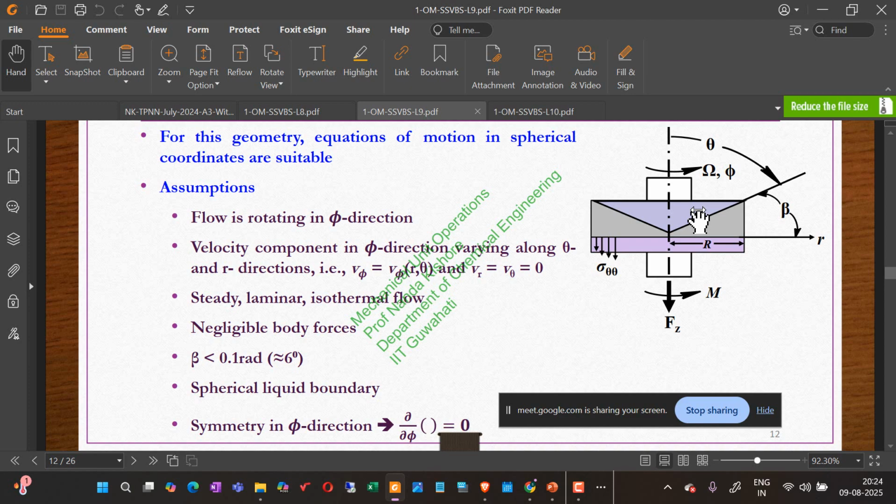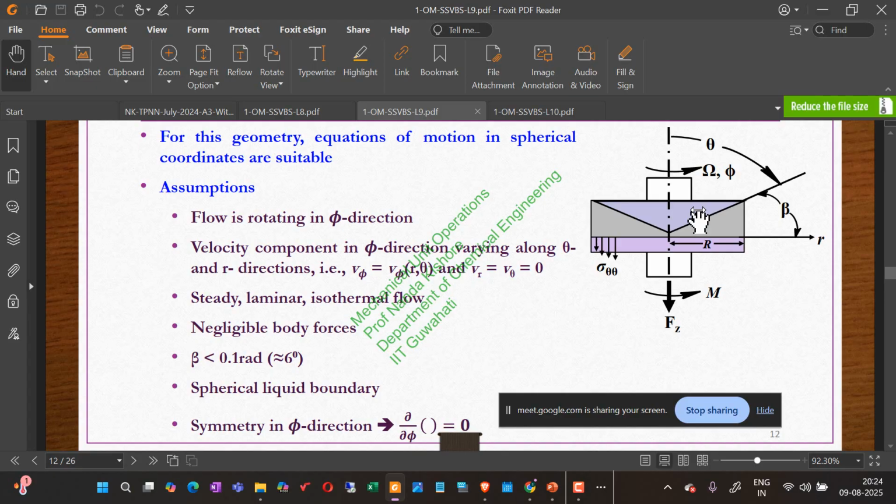For example, for this particular geometry, the equation of motion has to be opted for in spherical coordinates, because this suits the problem. And again, you will be messed up with the big equations. These equations you can get from any transport phenomena book. Most of the time people prefer Bird, Stewart, Lightfoot, and any other transport phenomena book you can equally refer to.